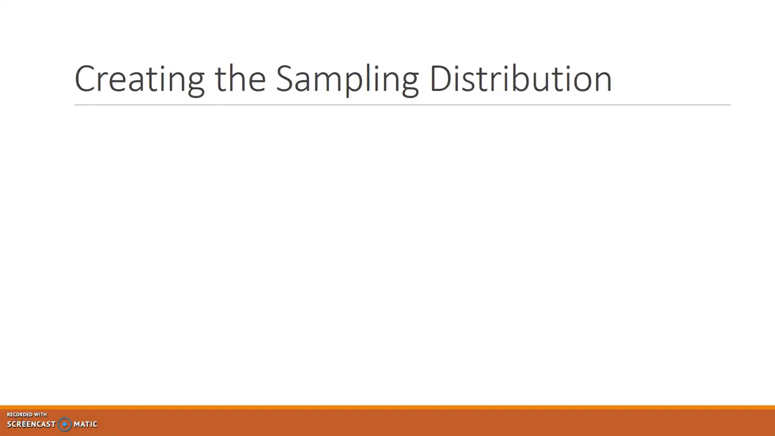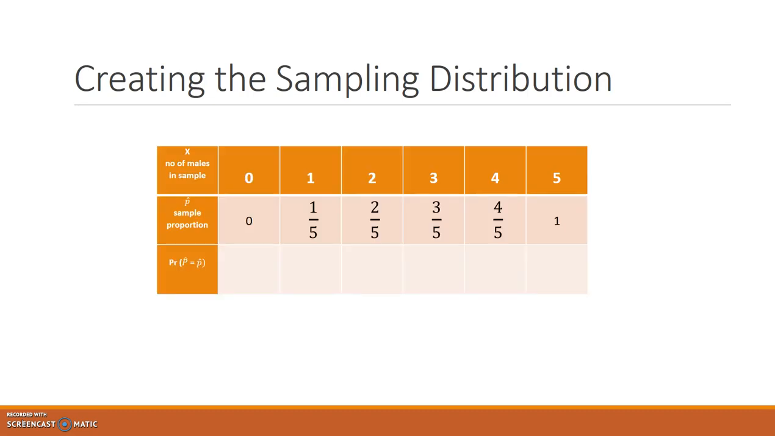So let's go about creating the sample distribution. My sample distribution will look like this. The number of males in my sample could be 0, 1, 2, 3, 4, or 5. And this means that my sample proportion would be none out of 5, which is 0, 1 out of 5, 2 out of 5, 3 out of 5, 4 out of 5, or 5 out of 5, which is 1. I now need to work out the probability that my sample proportion is each of these values and insert them in the table.